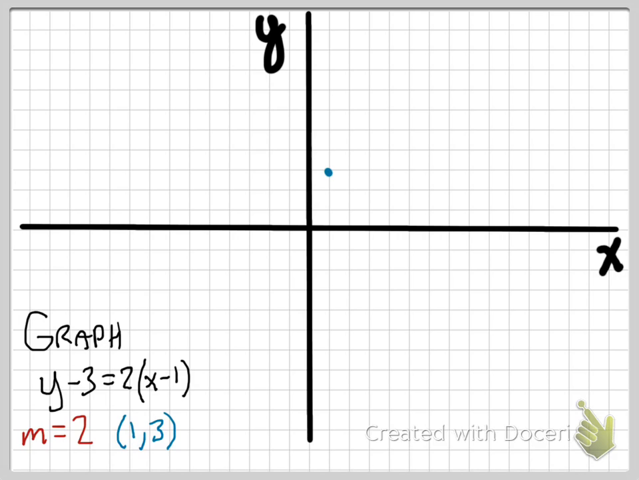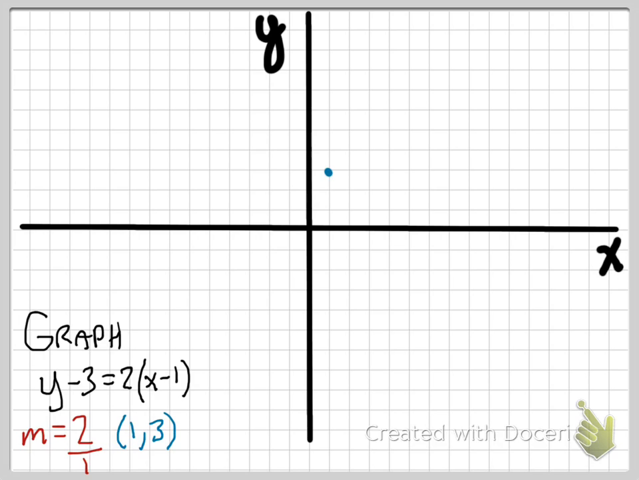Then I want to move according to our slope. Slope, again, has the meaning rise over run. Unless it's in a fraction, it's hard to figure out what my rise is and what my run is. So our slope being 2, not in a fraction, the first thing I want to do is make it a fraction. So we're going to put 2 over 1.